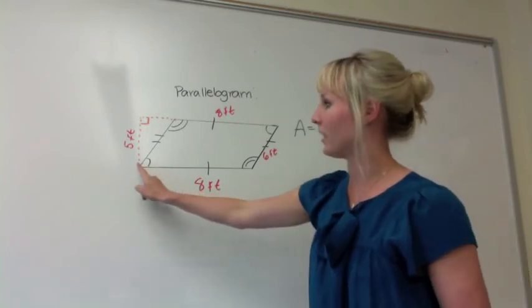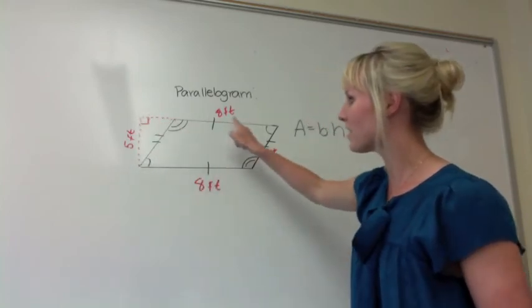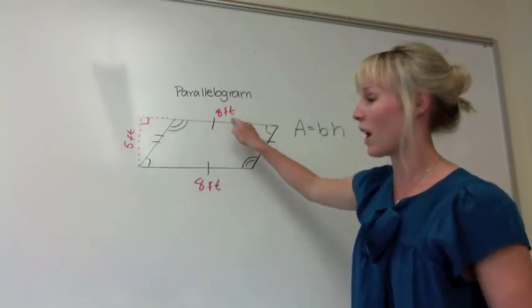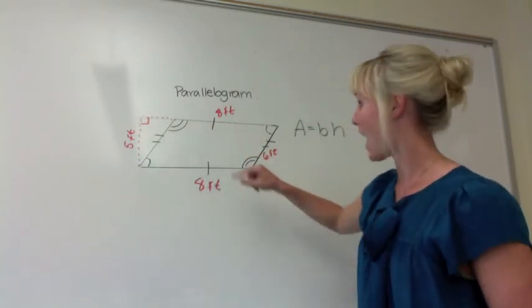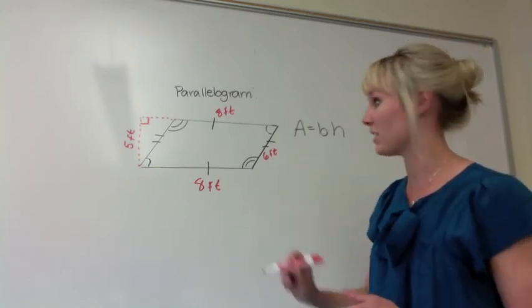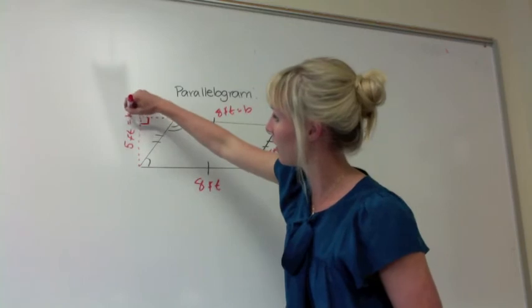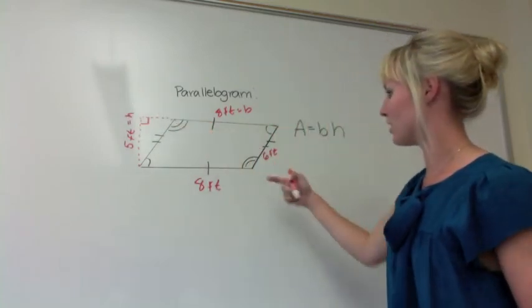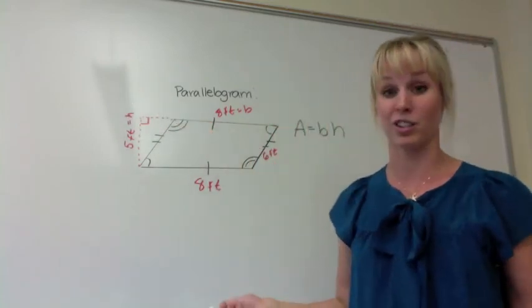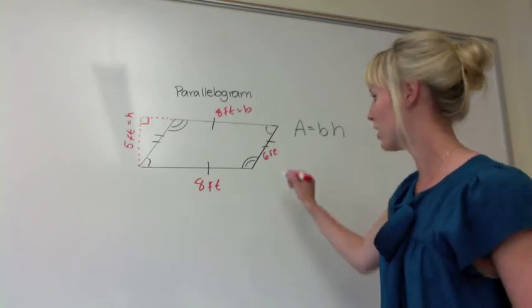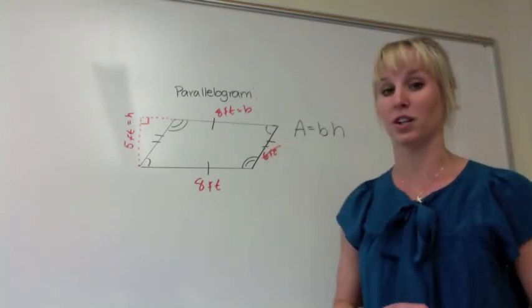We have a length that is perpendicular to a base. So we know that this 5 feet is perpendicular to that 8 feet. So I'm going to go ahead and use 8 feet as my base. So this is my base, and this is my height. So we know that 6 feet was given to us. It's a little extra piece of information that your book likes to do just to throw you a little bit. We don't need to use 6 feet, so I'm just going to cross through it.